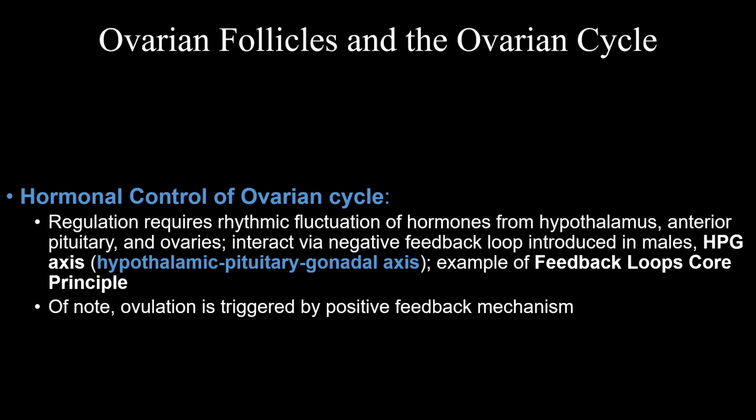Now, ovarian function regulation does require some fluctuation of hormones from the hypothalamus, the anterior pituitary, and the ovaries themselves. They operate and interact in a negative feedback loop, in the same hypothalamic-pituitary-gonadal axis that operates in males, with the exception of a positive feedback mechanism that then triggers ovulation. Okay, so during a 28-day cycle, levels of hypothalamic, anterior pituitary, and ovarian hormones will fluctuate as follows.